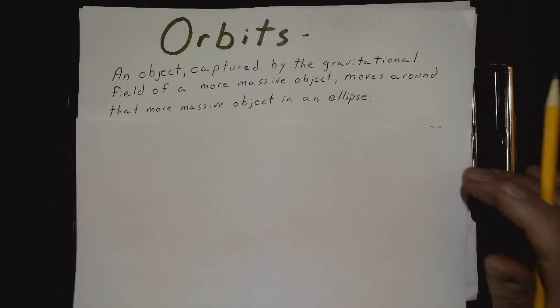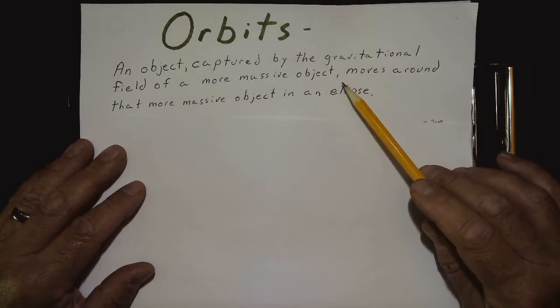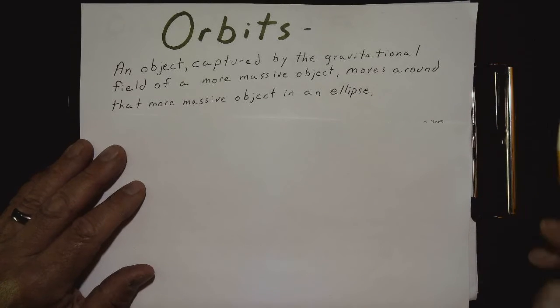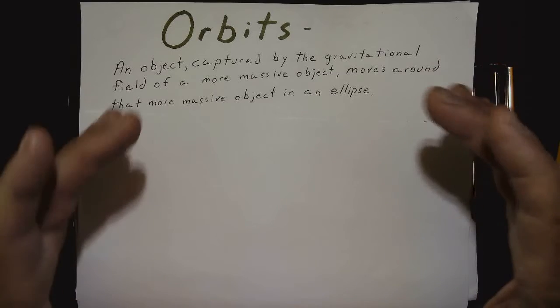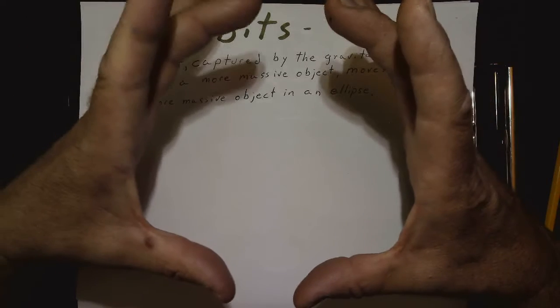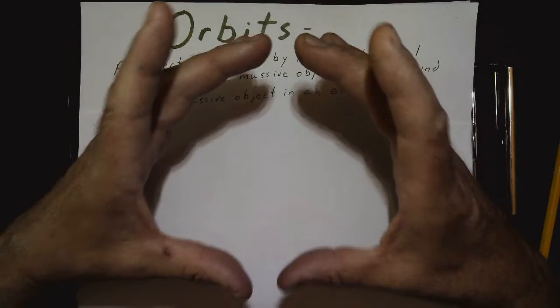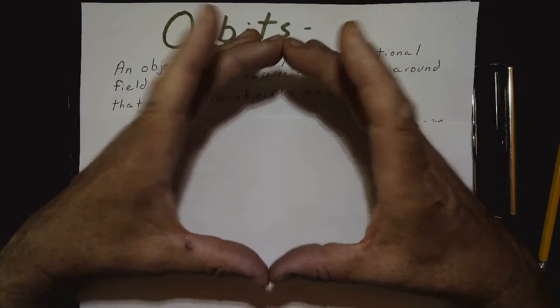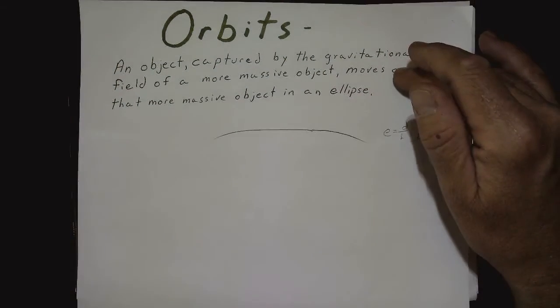Okay, first of all, an object captured by the gravitational field of a more massive object moves around that more massive object in an ellipse. All right? So an ellipse is sort of like a circle that's been squished, and we have different measurements for ellipses, if it is more circular or if it is more squished. So we're going to show you how to do that today.